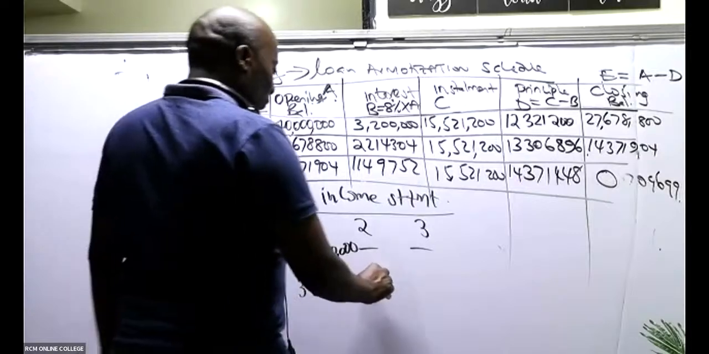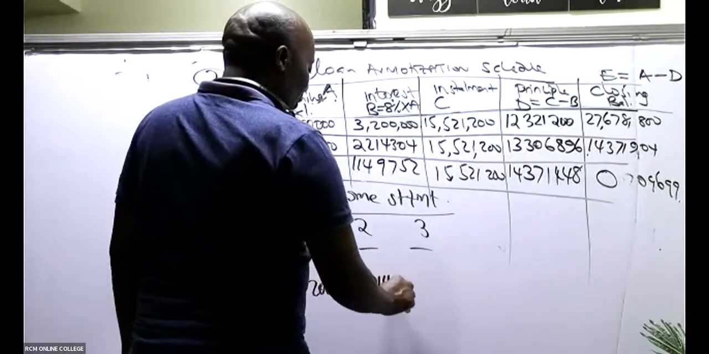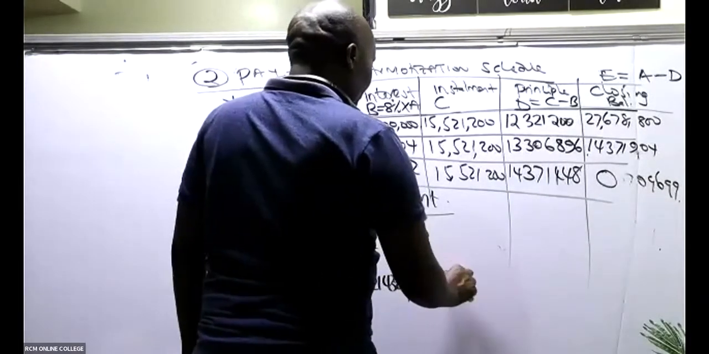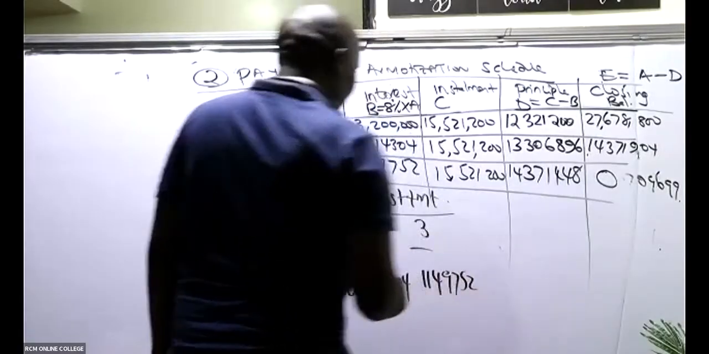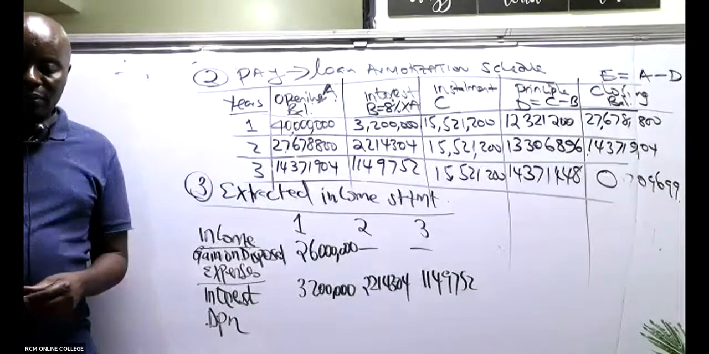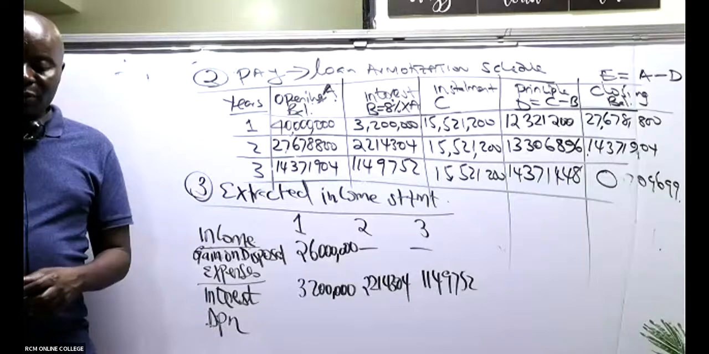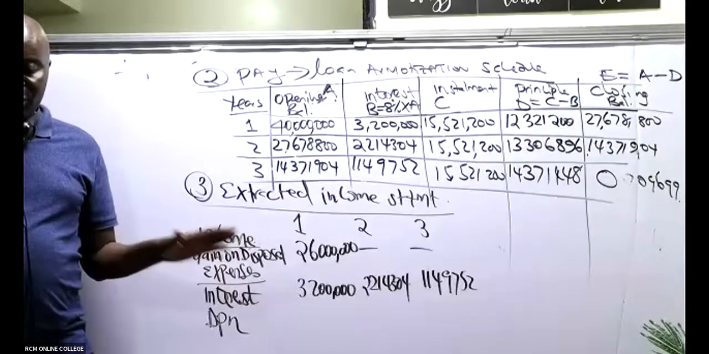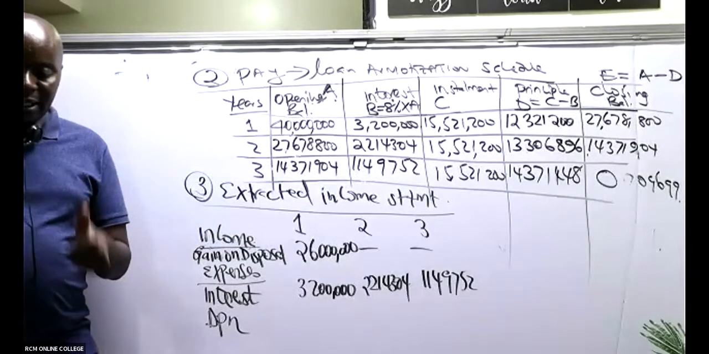Year number 2, we have 221, 4304. Then we have 114, 97, 52. So please let me know whether you guys have been able to reach here. When I say my yes, thank you so much.